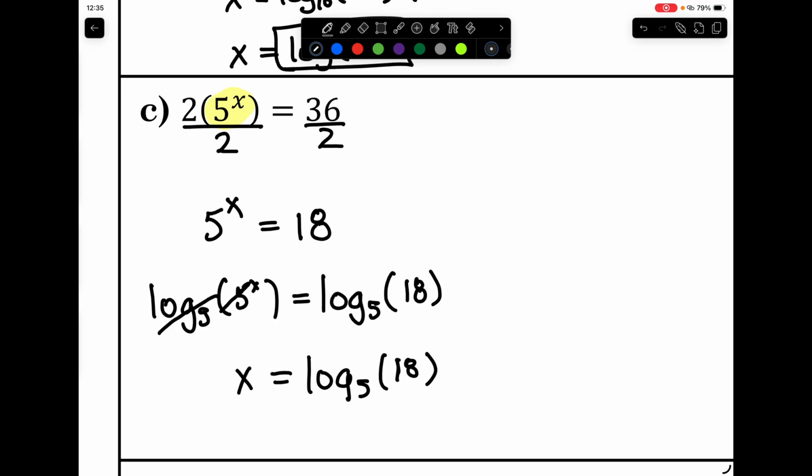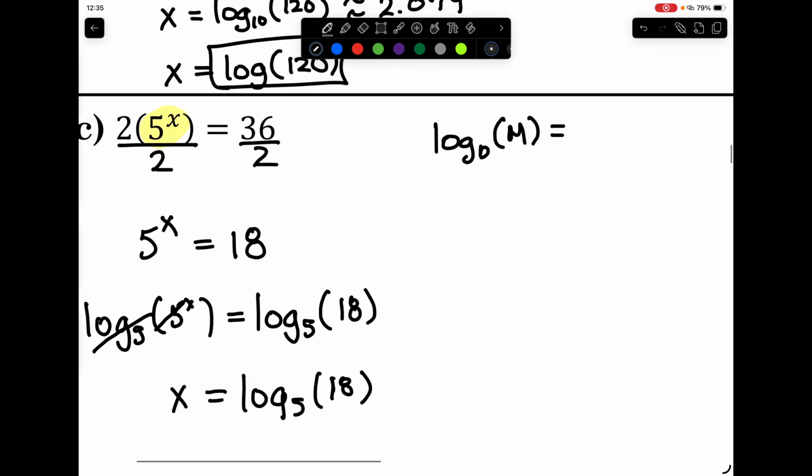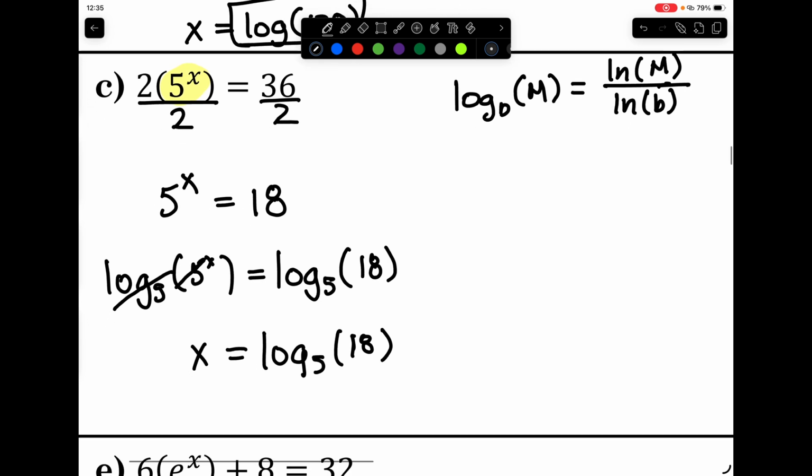So now, because before we're not able to evaluate this, we're going to use the change of base property. Recall that if I have a log base b of some value m, that's the same thing as using natural logs, the natural log of m divided by the natural log of b. So this property does come in use, and it's useful in this scenario. So here we're going to write our answer as the natural log of 18 divided by the natural log of 5 instead of this notation.